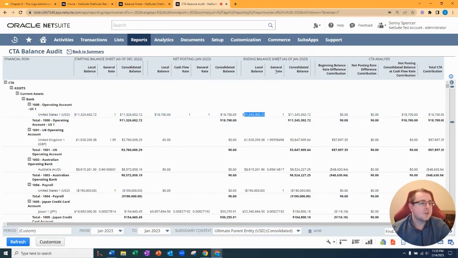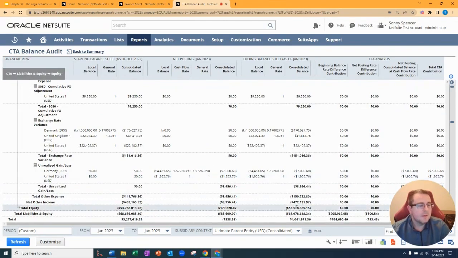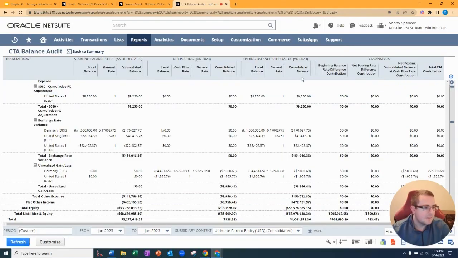Now the general rate is the consolidated exchange rate that is applied to each account balance for this accounting period. So we're looking at the January 2023 consolidated exchange rates. We then multiply the two together to arrive at the consolidated balance. In other words, this should give us the consolidated balance sheet. In fact, if we scroll all the way to the bottom, we will see that the total value of our consolidated balance for the ending balance section arrives at just over $4 million US.